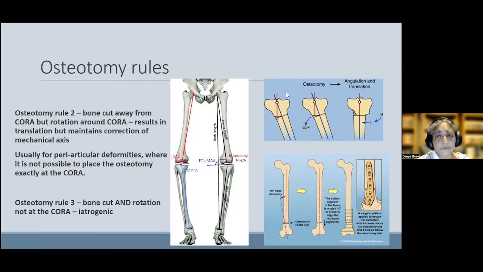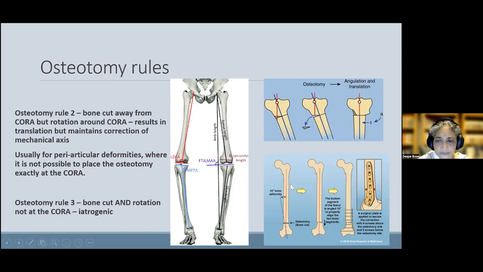So you can choose to do your osteotomy distal to the CORA so that you have enough bone to stabilize proximally. However, when you do your osteotomy, you are still moving around this focal point, which is the CORA. And you can see that you will end up with a secondary translation. And that is acceptable because if you measure your mechanical axis, you will see that you have corrected the mechanical axis, even though the bone may look not straight.